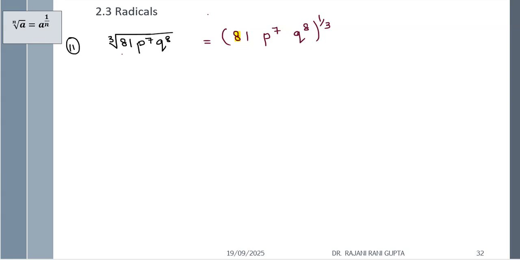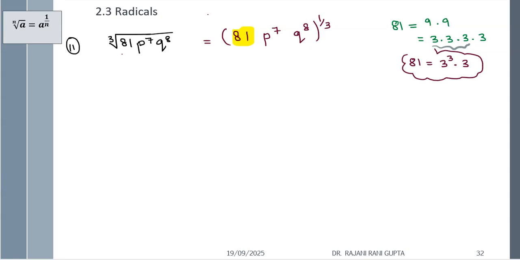First, look at 81. How can we write 81? 81 is 9 times 9, correct? 9 is 3 times 3, and again the 9 is 3 times 3. Now we need 3 power 1 over 3. So it means we collect these 3's together. So we can write 81 as 3 power 3 times 3. Okay, this is for 81.